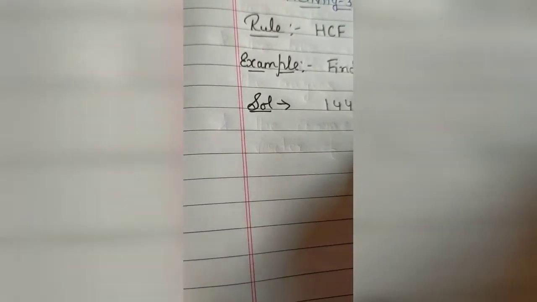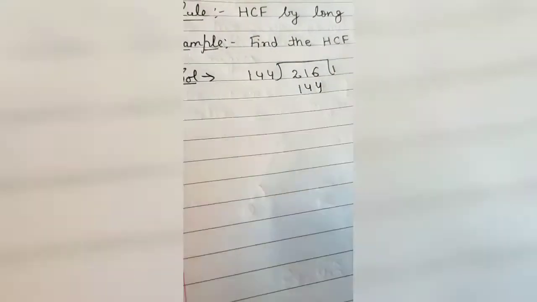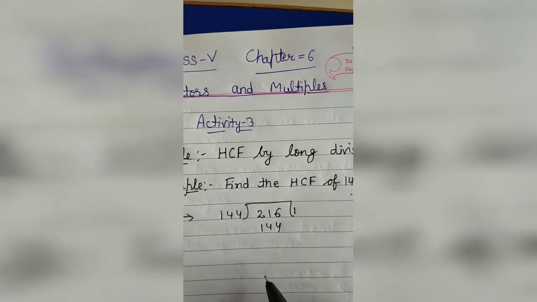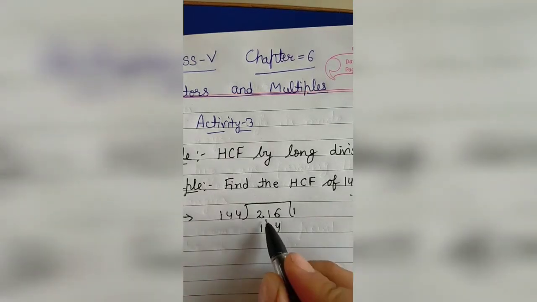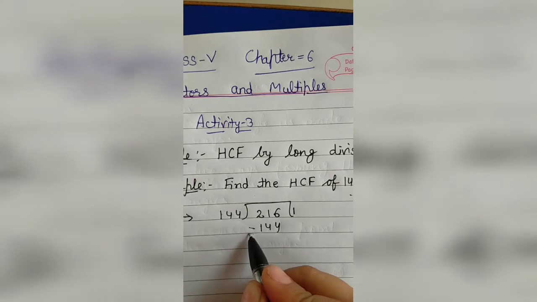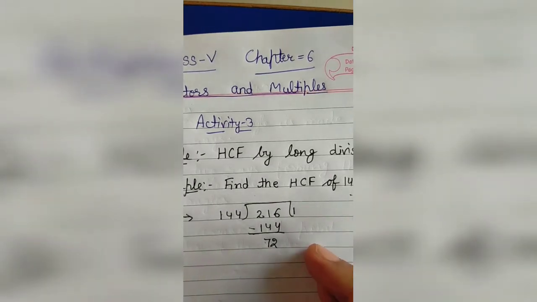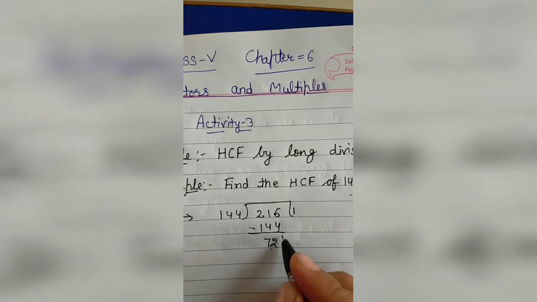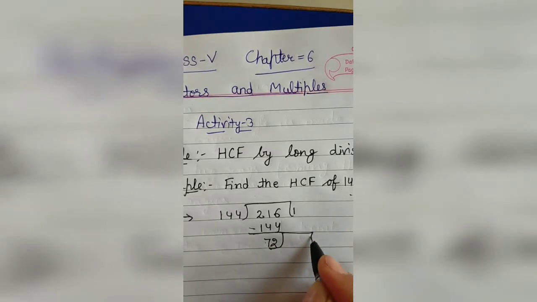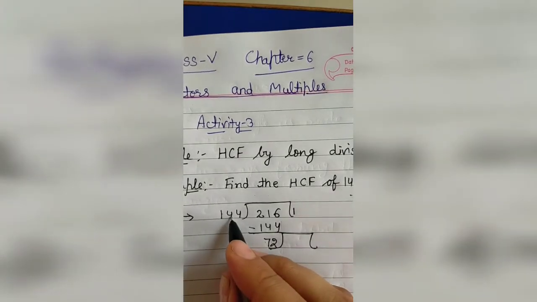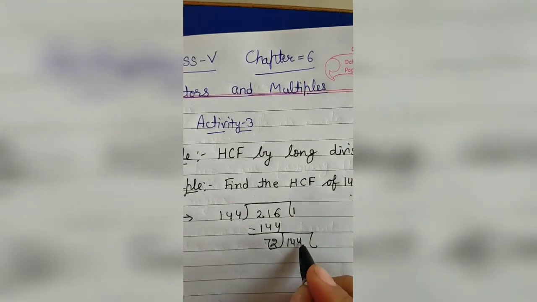It will go on 1; 144 ones are 144. Now here we will do division. We will subtract 144 from 216, then 72 will come. Now in the next step, this remainder will become the divisor and this divisor will become the dividend. Means this number will come here.